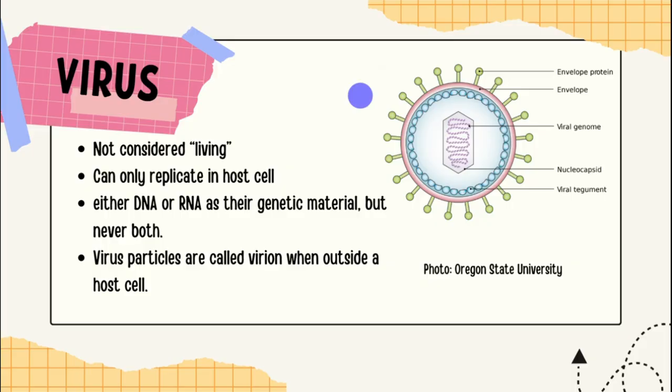So basically, the virus particles are called variants when they're outside of a host cell, and when they actually get into the body, inside of a living organism's body, that is when we classify them as viruses, right? They're called variants outside, and when they get inside, that is when we can consider them to be a virus.